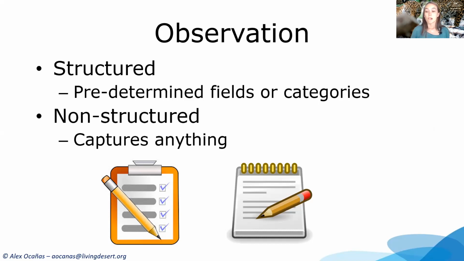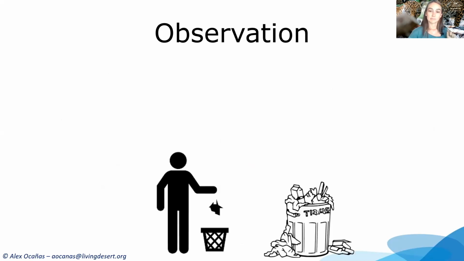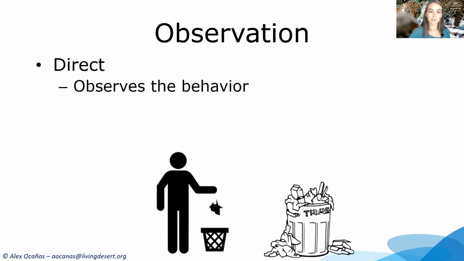Secondly, we have direct versus indirect observation. Direct observation is observing the actual behavior that you're interested in. For example, if I'm studying how many guests of this restaurant or food stand recycle their products, with direct observation I would directly observe how many people are putting their items into the recycling bin.